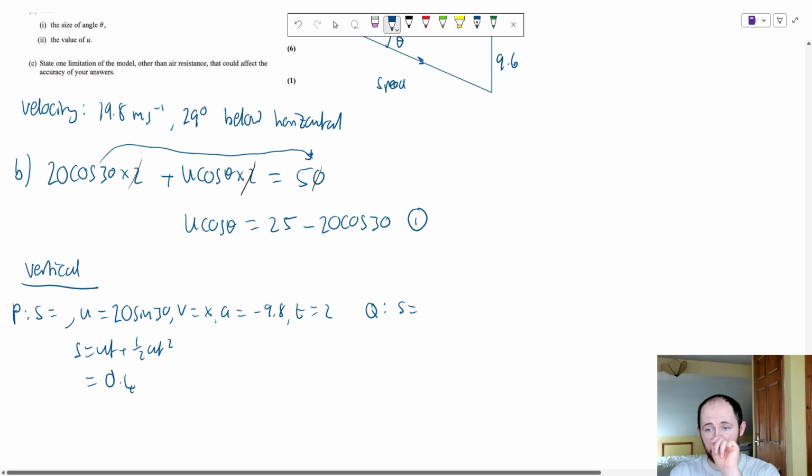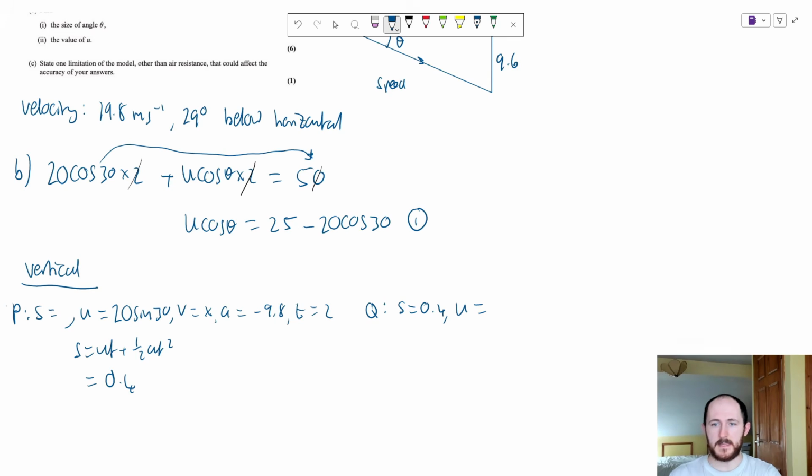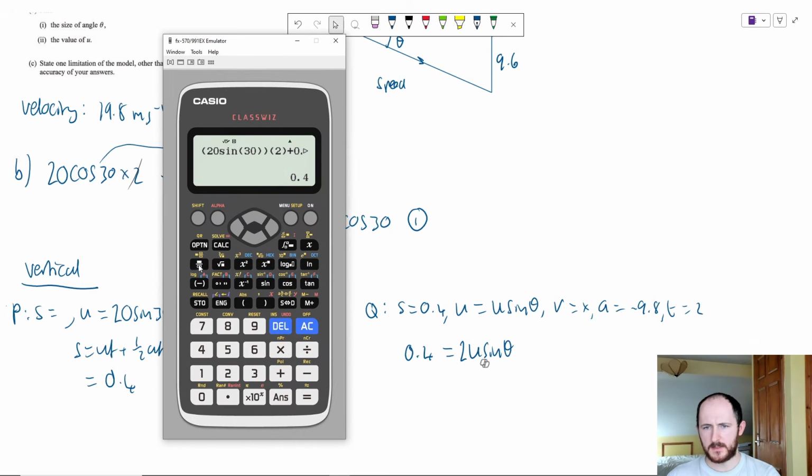We know s should be 0.4. u should be u sine theta. And v, don't know, don't care. a is minus 9.8, t equals 2. So again, we're using s is ut plus half at squared. However, in this case, we have s equals 0.4, ut is 2 u sine theta, because u times t, plus half at squared, so half times minus 9.8 times 2 squared, which is minus 19.6.